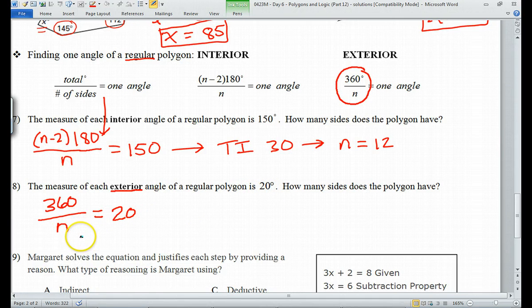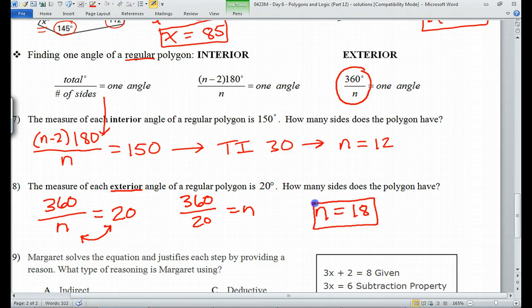And this is really easy to solve, especially if you remember the shortcut that I taught you. When the variable is in the denominator, we should be able to reverse these. So the equation then becomes 360 divided by 20 is equal to n. If you put that in your calculator, you're going to get 18. So that's the answer to number 8.